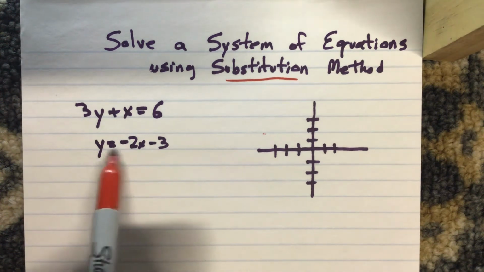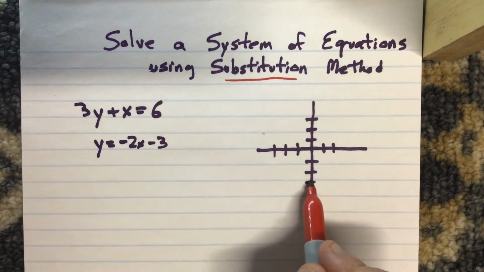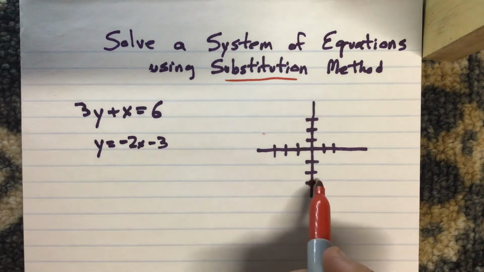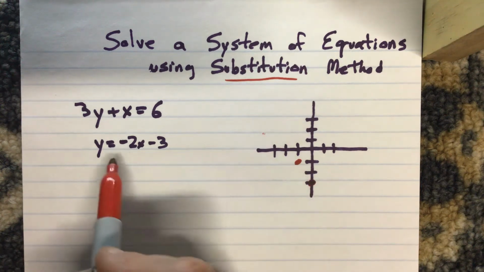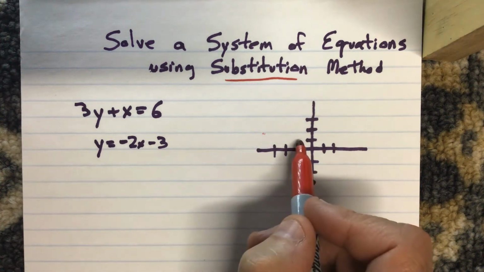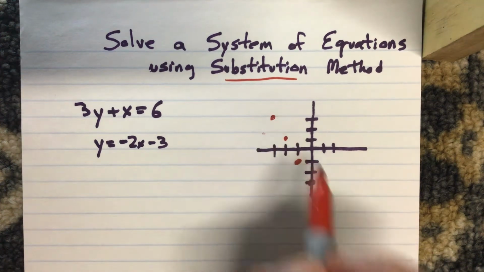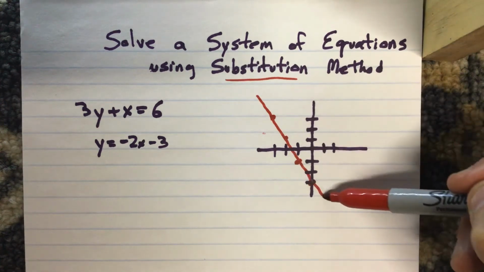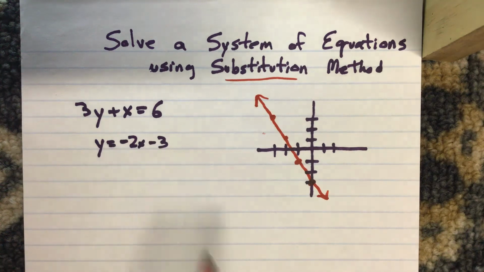So this linear function is in slope-intercept form, and it's easy to graph. We can start at -3. We could go down 2 and 1 to the right, or we can go up 2 and 1 to the left, as long as we have this negative slope. And then we go up 2 again, and 1 to the left, up 2, 1 to the left. And so we have this line that represents all the solutions to this equation right here.